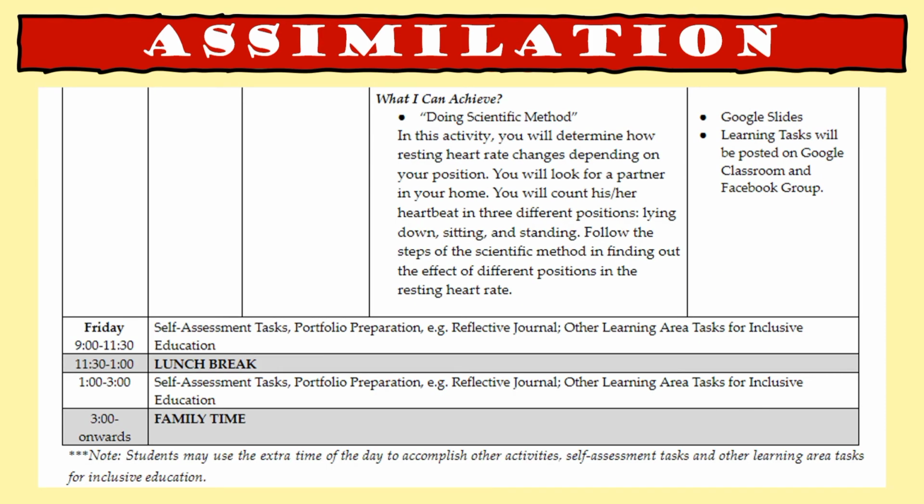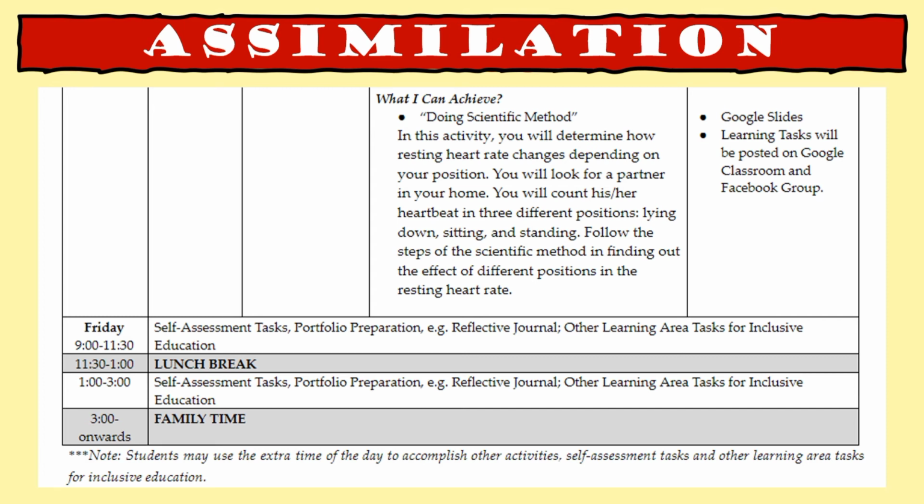Okay, so in assimilation, the learners are also encouraged to transfer their own knowledge or skills in real life situations. Here is an example, which is entitled Doing Scientific Method. Students will determine how the resting heart rate changes depending on the position such as standing, sitting, and lying down. They would look for a partner. So since nasa bahay sila, walang kaklase, you can tell them to look for a partner, one member of their family as their partner. So eto, meron na silang interaction, yun nga lang, sa pamilya nga lang nila.